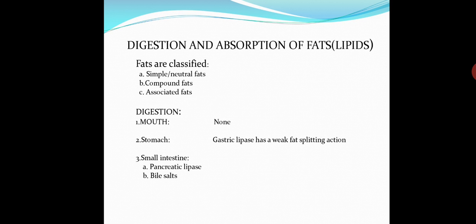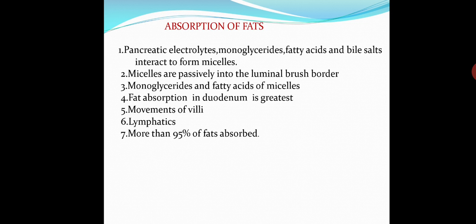Most of the dietary cholesterol is in the form of cholesterol esters. Pancreatic bile salt activated lipase and cholesterol esterase of succus entericus hydrolyze these esters in the intestinal lumen into cholesterol. Now, let us see the absorption of fat, how the fats get absorbed into the blood. The pancreatic electrolytes, monoglycerides, fatty acids and bile salts interact spontaneously to form polymolecular aggregates called micelles.